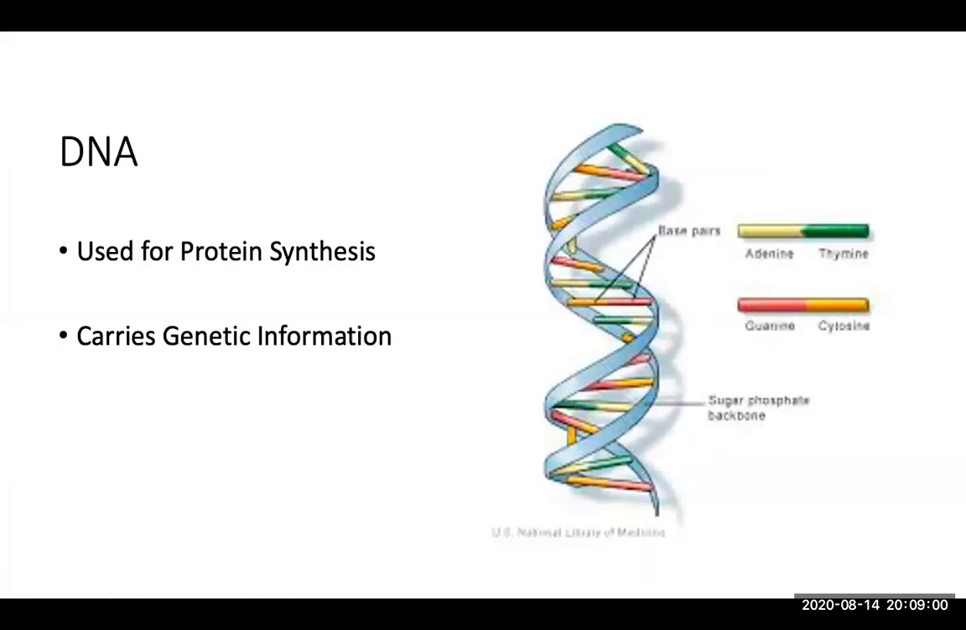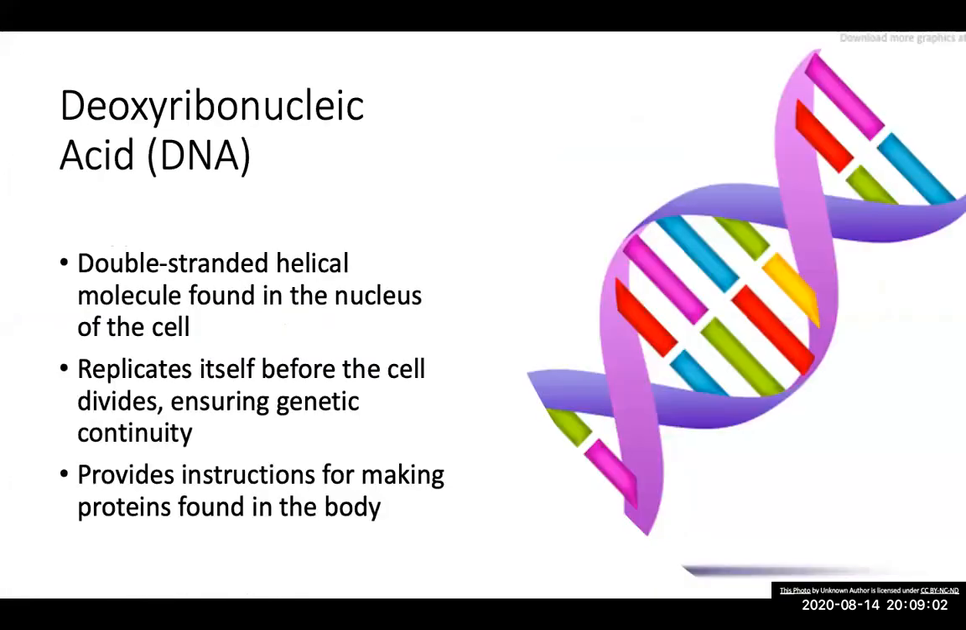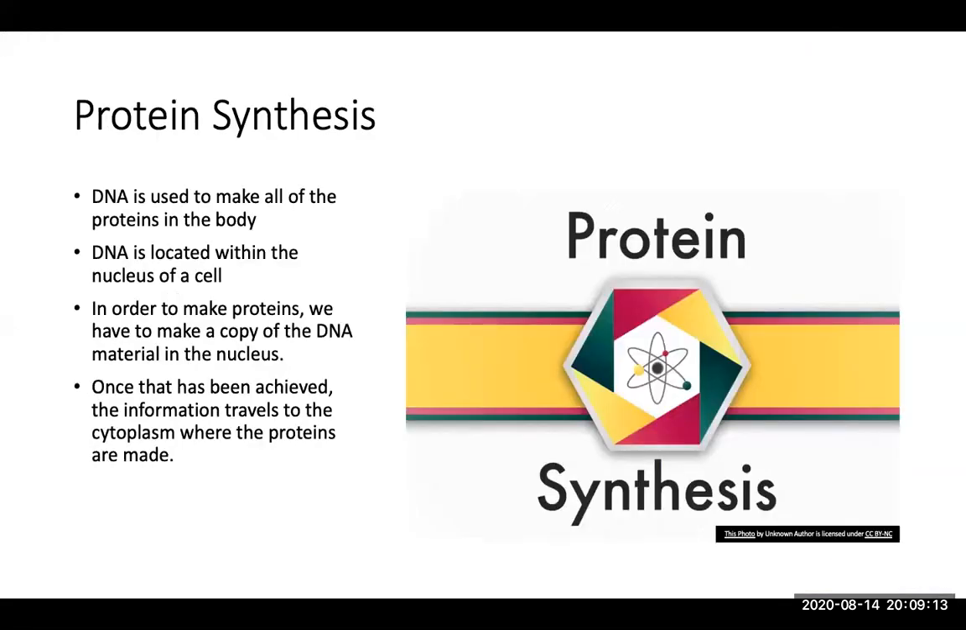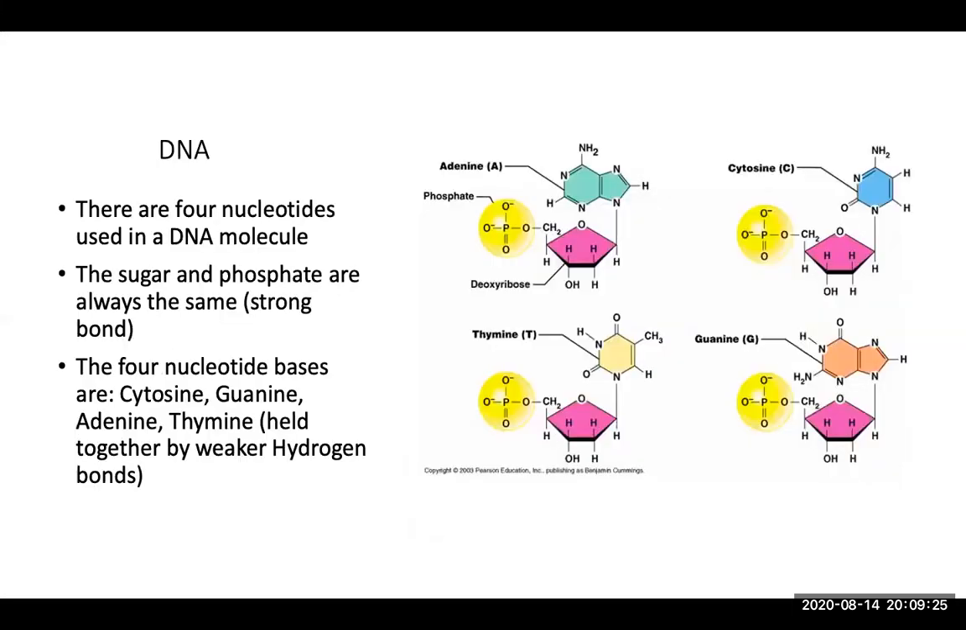DNA is used for protein synthesis. It carries genetic information. It's a double-stranded helical molecule. It replicates itself before it divides, and it provides instructions for making all the proteins in the body. In protein synthesis, the DNA will make a copy of itself, called RNA, and it'll be transported out of the nucleus, and the RNA will go to ribosomes to create proteins.